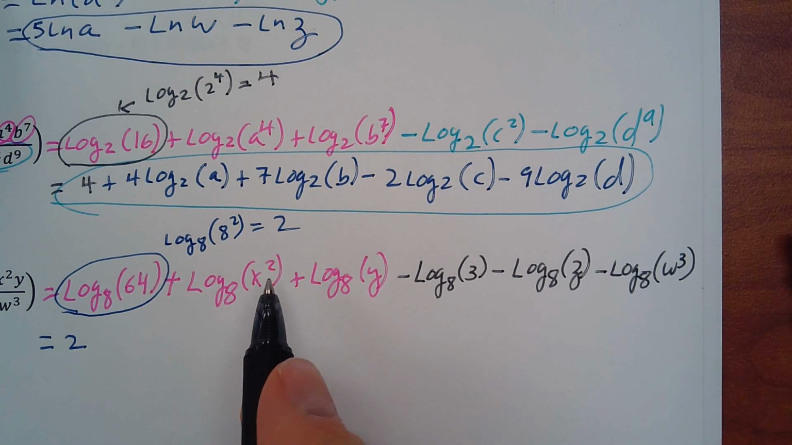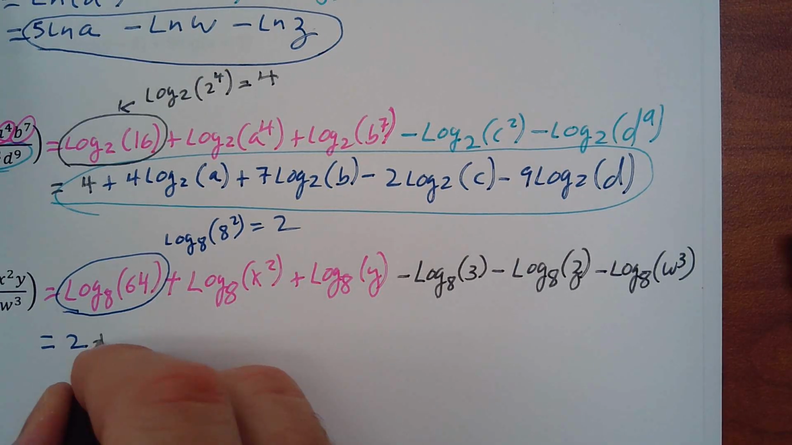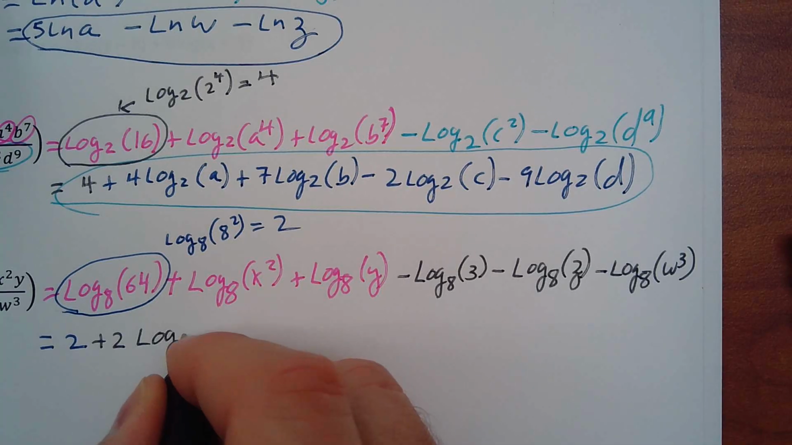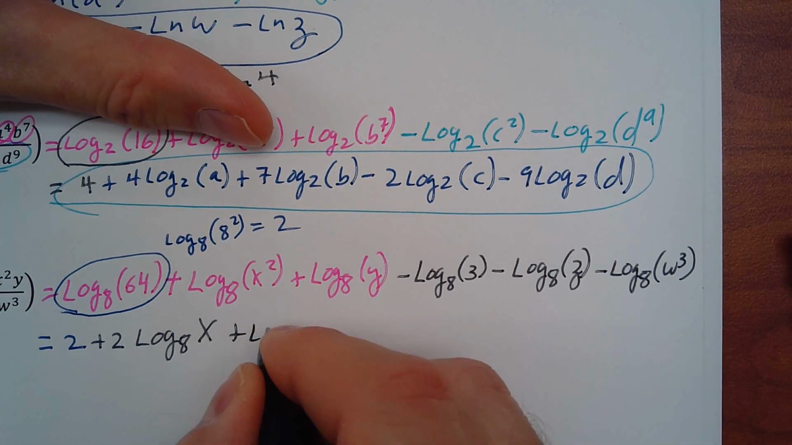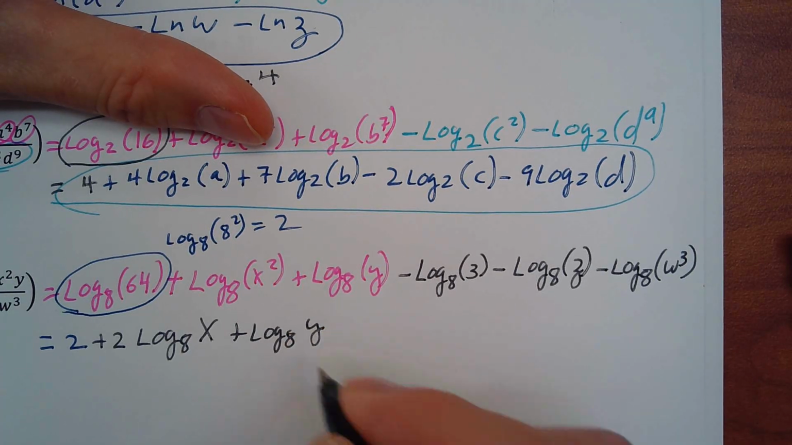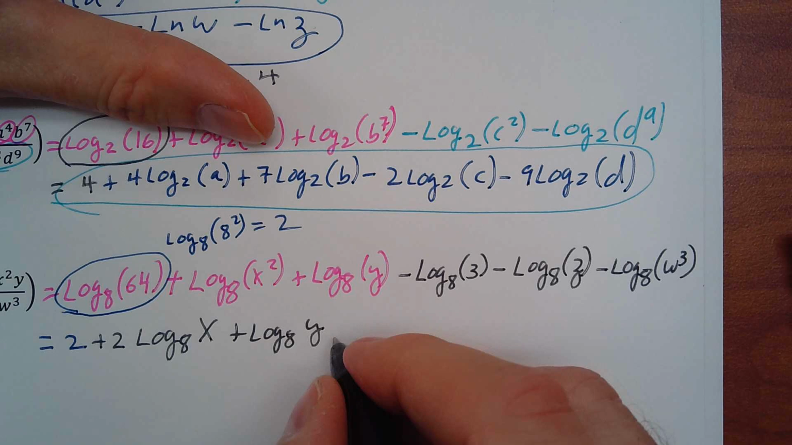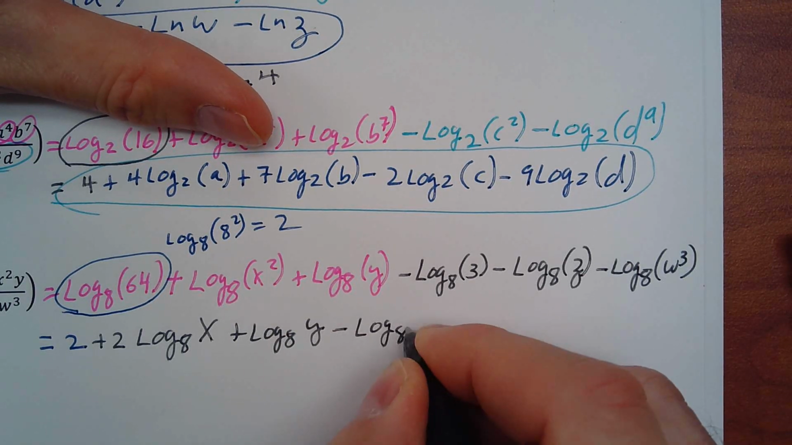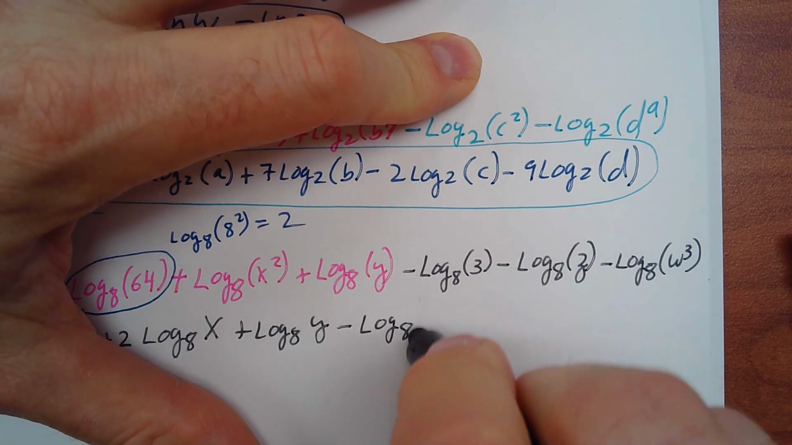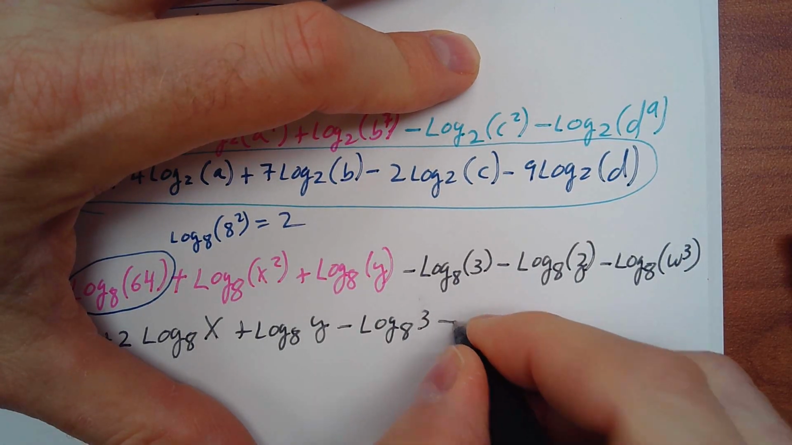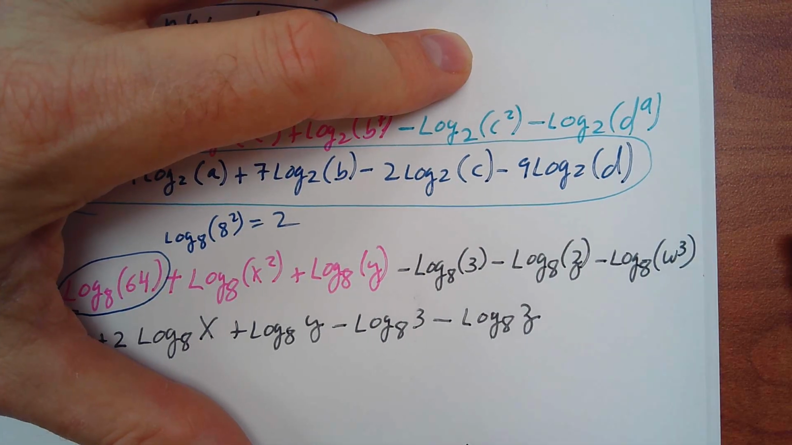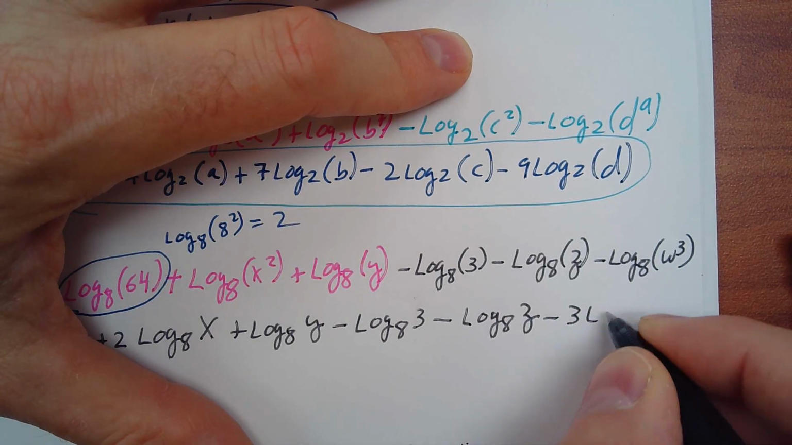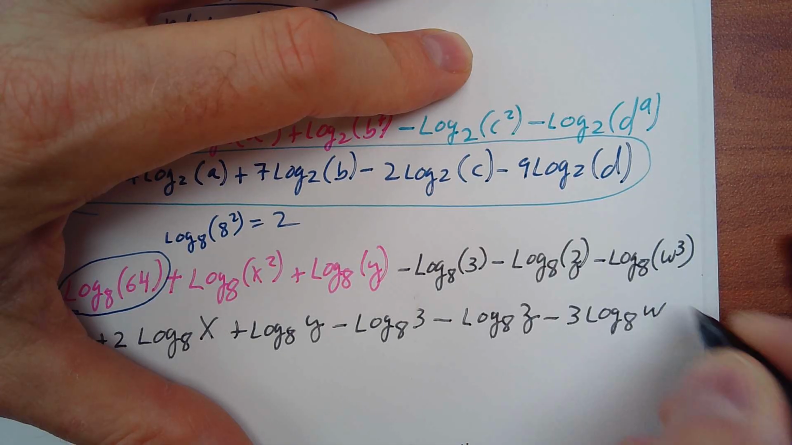On the other ones, I'm going to bring the exponents out in front. So I'm going to put that 2 in front. Log base 8 of x, and I'll write it without the parentheses, because that's how they write it in ALEKS and in the textbook. Plus log base 8 of y, minus log base 8 of 3, minus log base 8 of z. And then bring the 3 out in front, minus 3 log base 8 of w.